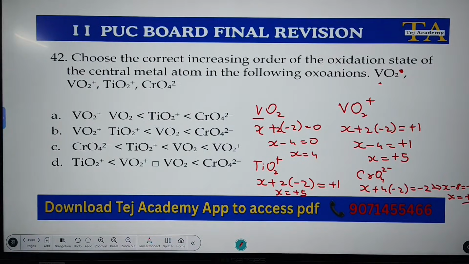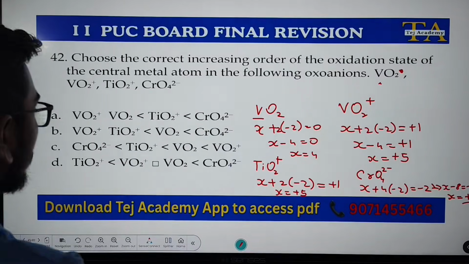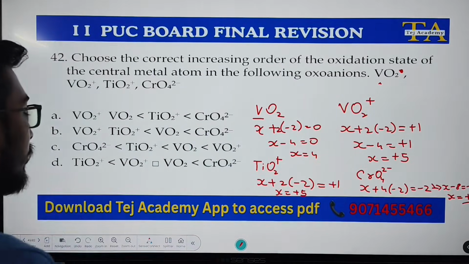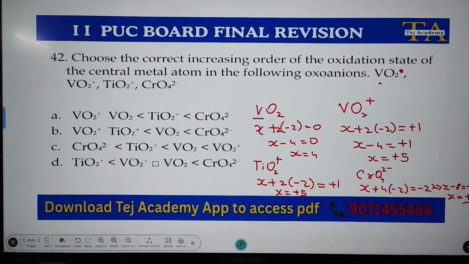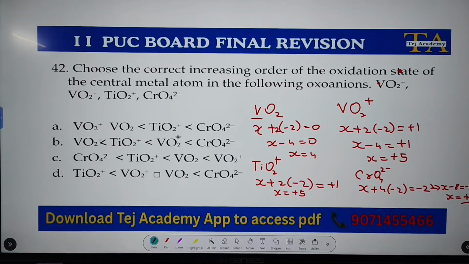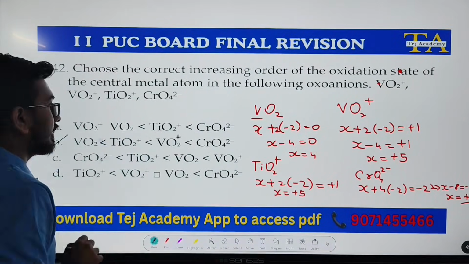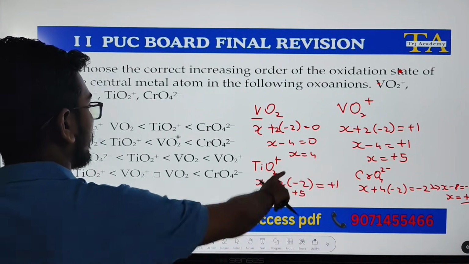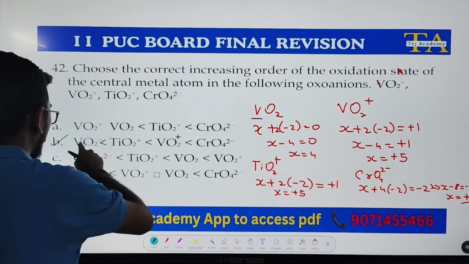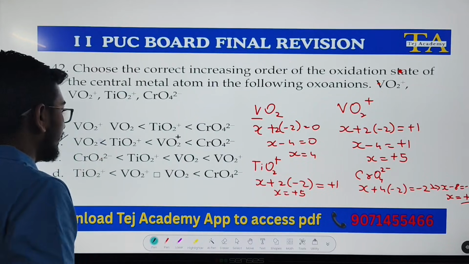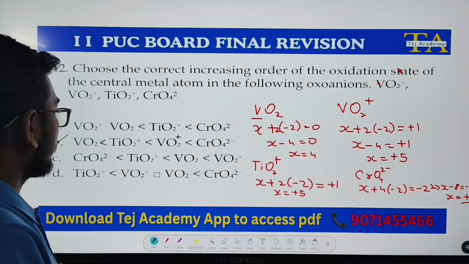Now which one has the highest? CrO4 2 minus. Then between TiO2 plus and VO2 plus, which option is correct? Now if you see, option B is the right answer. The minimum oxidation state is for VO2. So among these 4, option B will be the right answer.